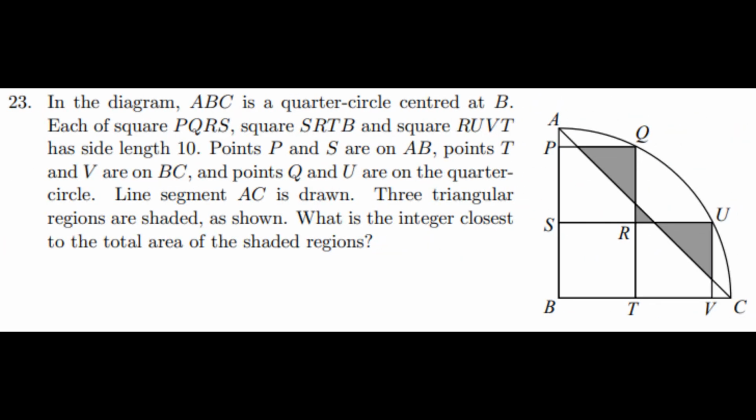In the diagram, ABC is a quarter circle centered at B. Each of the square PQRS, square SRTB, and square RUVT has side length 10. Points P and S are on AB, points T and V are on BC, and points Q and U are on the quarter circle. Line segment AC is drawn. 3 triangular regions are shaded, as shown. What is the integer closest to the total area of the shaded regions?